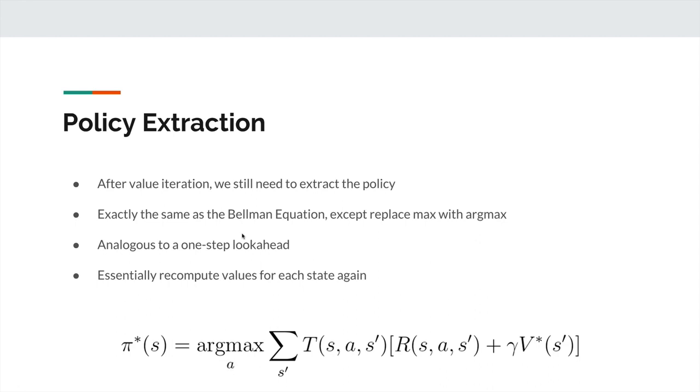But essentially, we have two steps here. We have value iteration and policy extraction. And the two steps, you have to do them one after the other. So after you've learned what the values are and the values have converged, then you run policy extraction to figure out which path you should take, or which action you should take in each state.